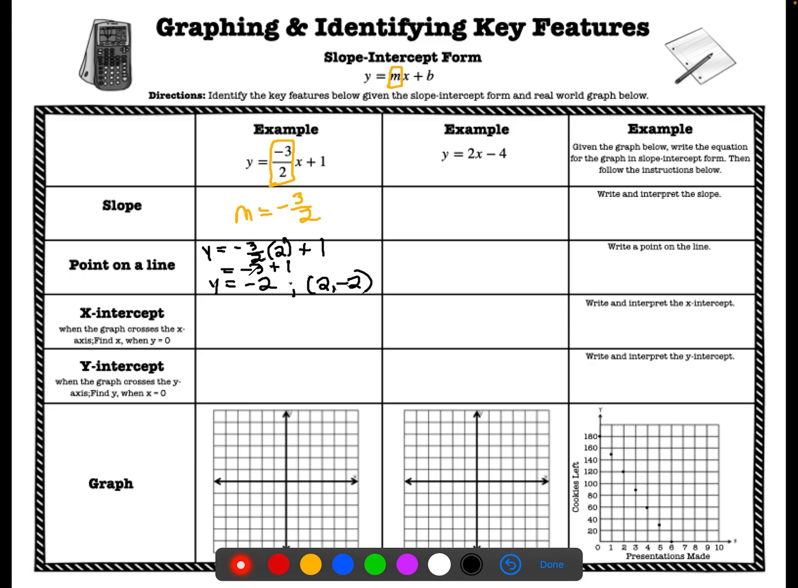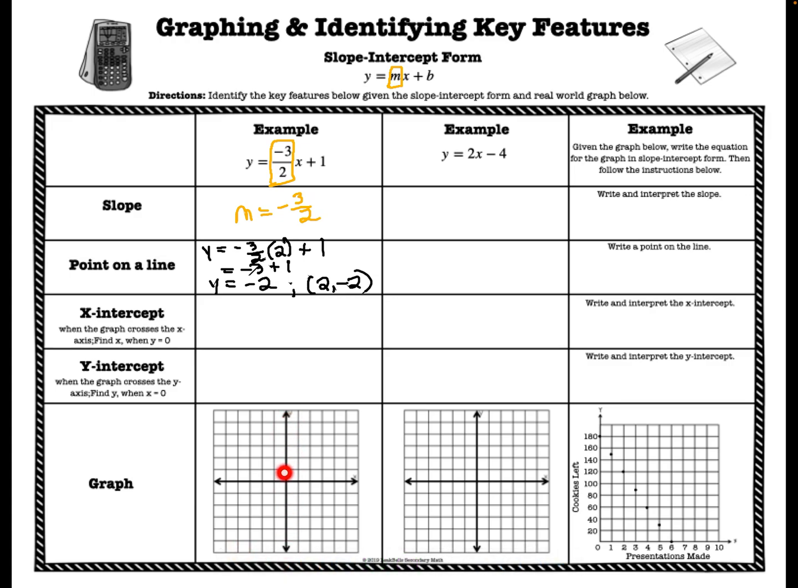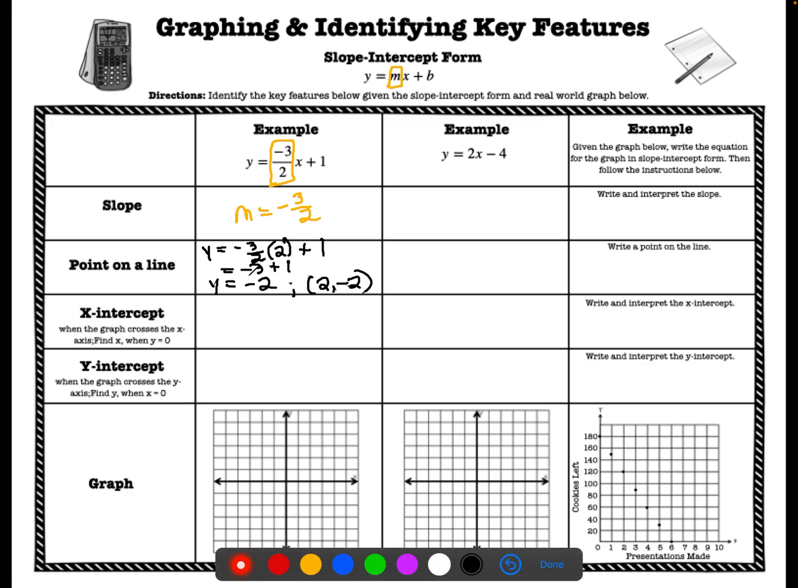All right, so we have our slope, we have our point on the line. Now we're going to find the x-intercept, which is defined as when the graph crosses the y-axis. Remember, the y-axis goes up and down. I'm sorry, x-intercept. My apologies here, we're on the x-intercept. So we're looking for where the graph crosses the x-axis, or we find the value of x when y is 0.